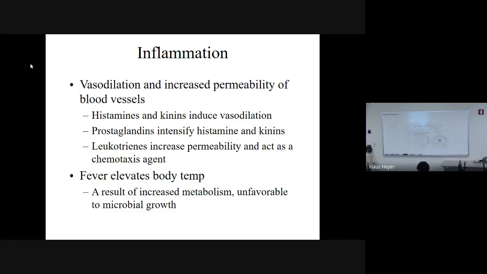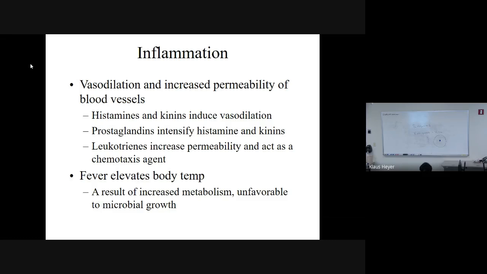Fever just simply elevates your body temperature. I mean, just the fact that your body is trying to fight something, that is going to increase your metabolism, and that's going to increase your body temperature. So that's kind of a natural thing that happens. I'm not saying fevers are great, but that just happens because your body's fighting stuff.